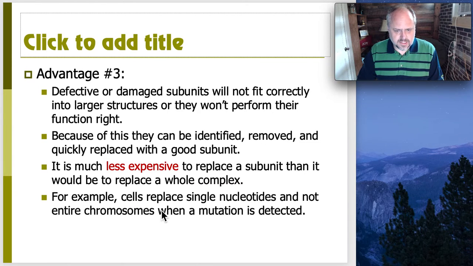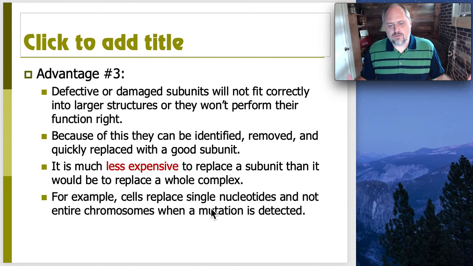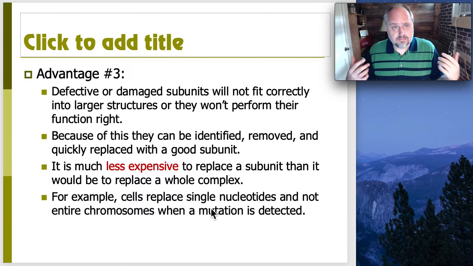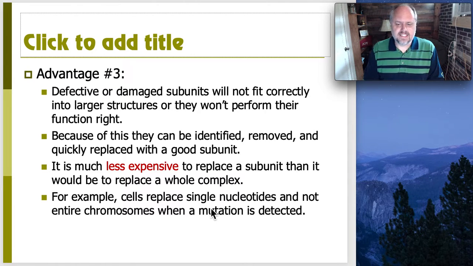So a good example in cells would be you've got these chromosomes with 6.4 billion nucleotides in them. Well, what if a mutation were to take place on one of those chromosomes? Well, it's a whole lot better to go in and just remove that nucleotide, put in the correct nucleotide, repair that damage than it would be to replace the entire chromosome if it was not built out of those subunits to begin with.